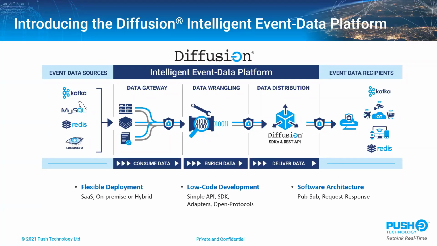Diffusion's the intelligent event data platform that really performs a lot of these services that I have described earlier. Diffusion can connect into really any type of data source, any type of data itself, and consume that data. We have the ability to wrangle that data, to enrich it, to segment it into what we call topics and organizations that different applications want to consume, and then delivery of that data.